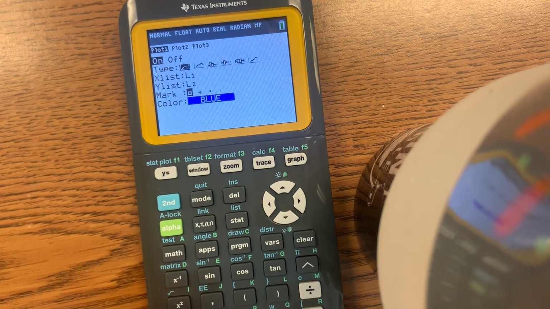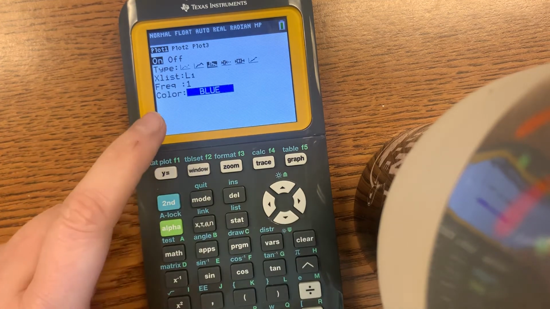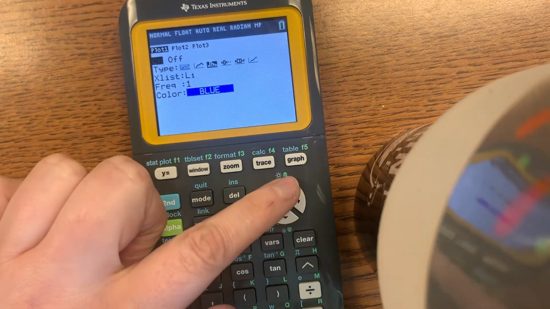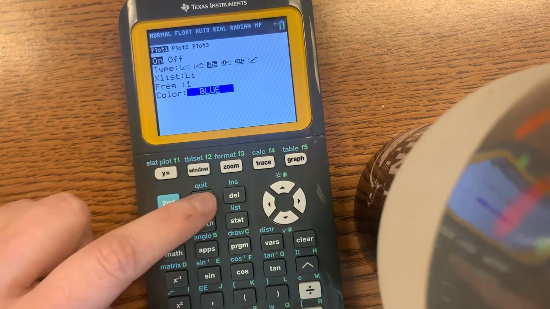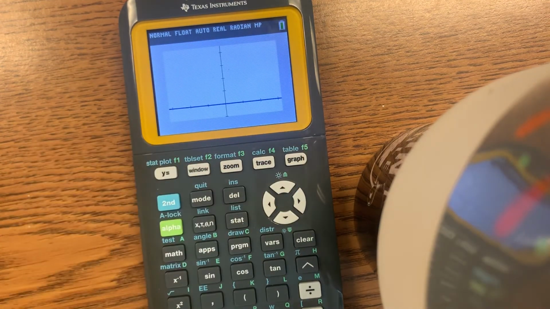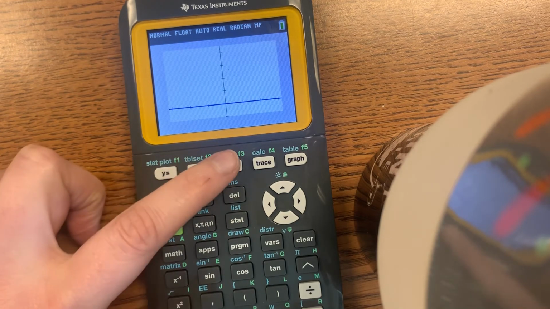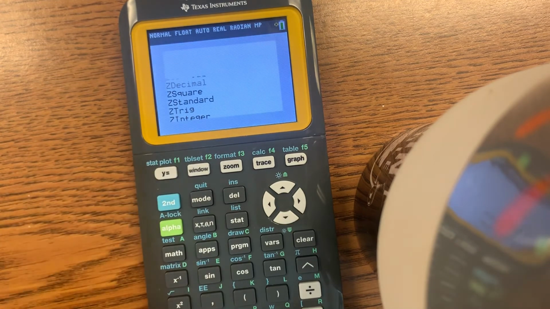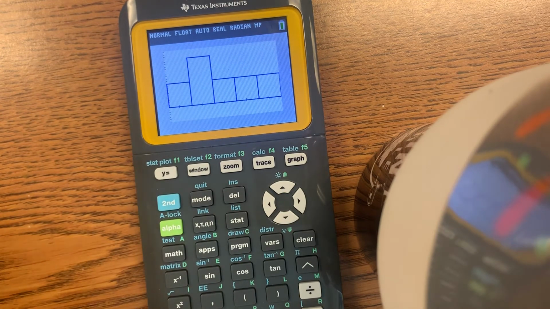A histogram, if we're going to do it on the calculator anyway, I find easier. So I'm going to click enter on that one. And then L1 is where my data was, and that's really all I need to pick. Once I've chosen those things, I'm going to do second quit to get out of there. If I go to graph right now, it may not show up just based on the window. So what you want to do is say zoom, and then number 9 is zoom stat. It'll zoom to exactly what it needs to be to see all of the data.